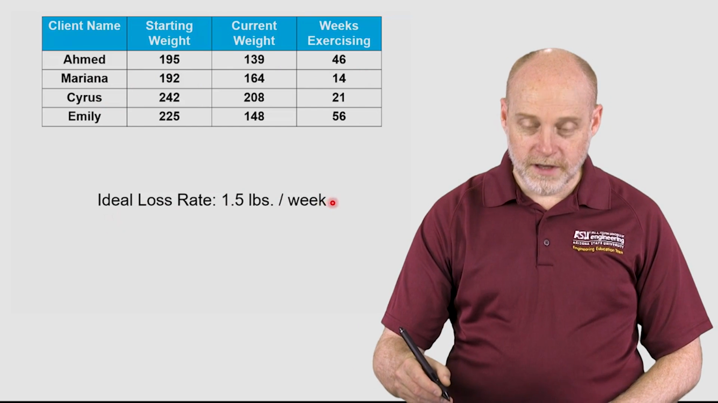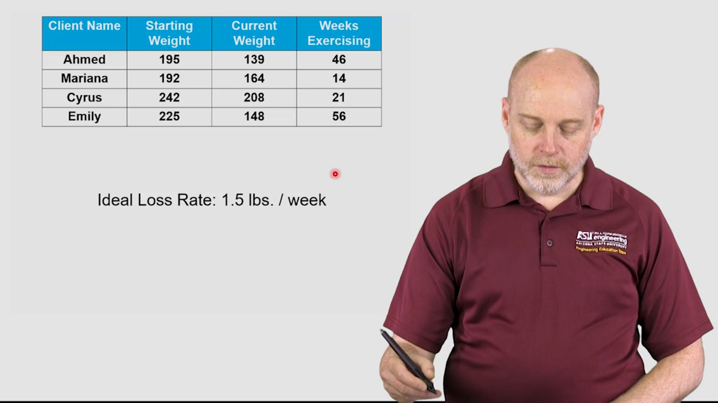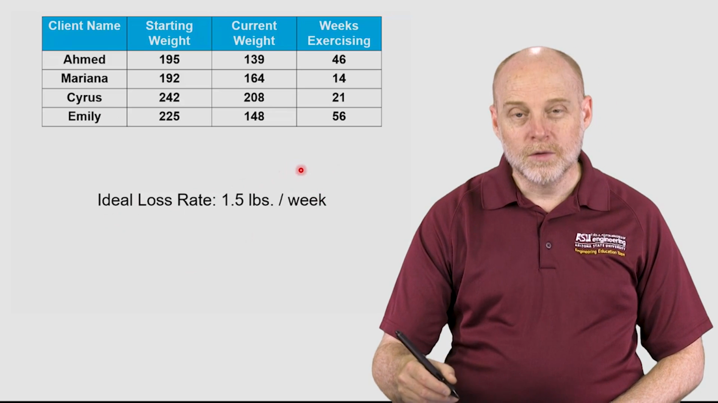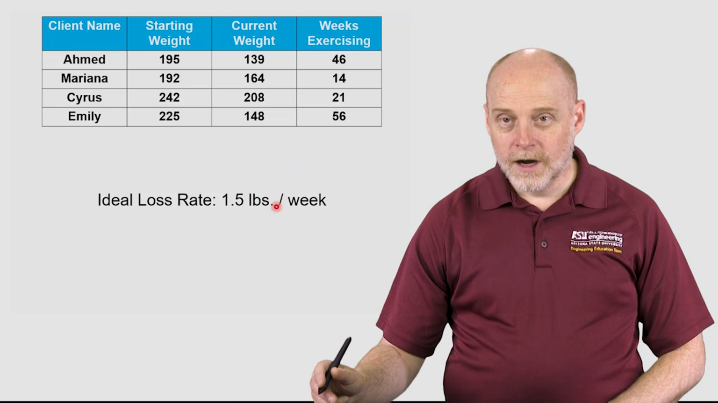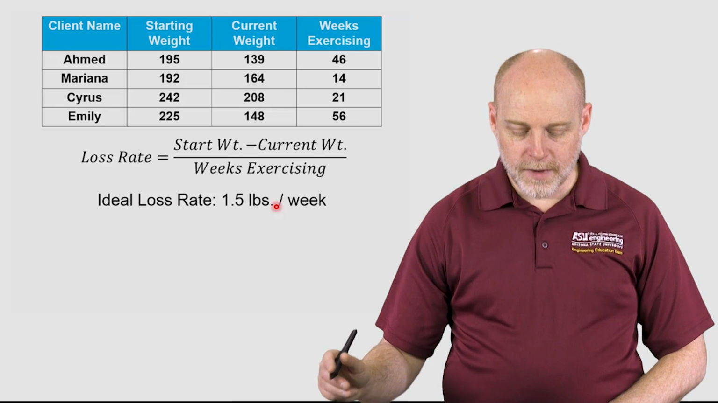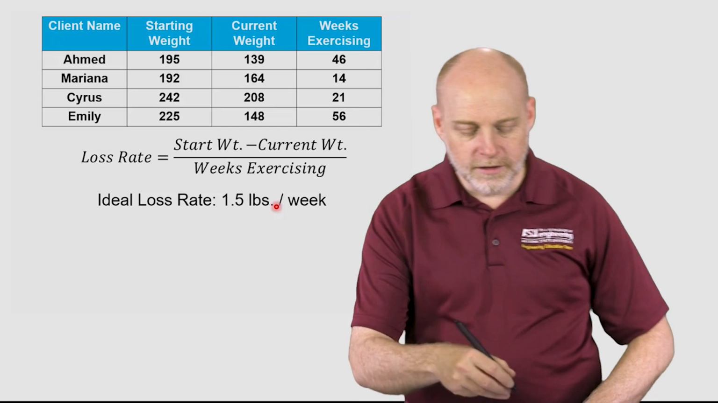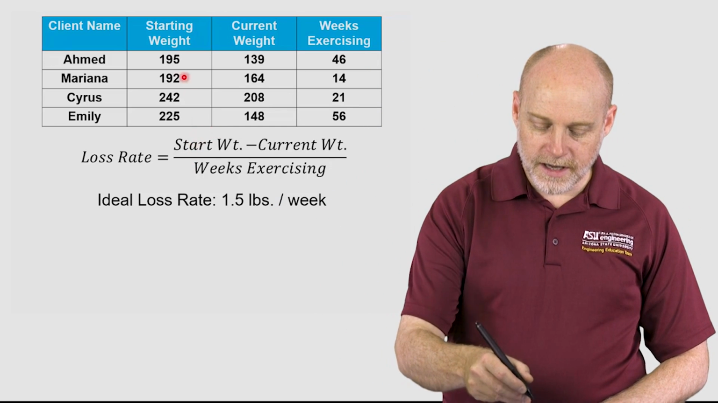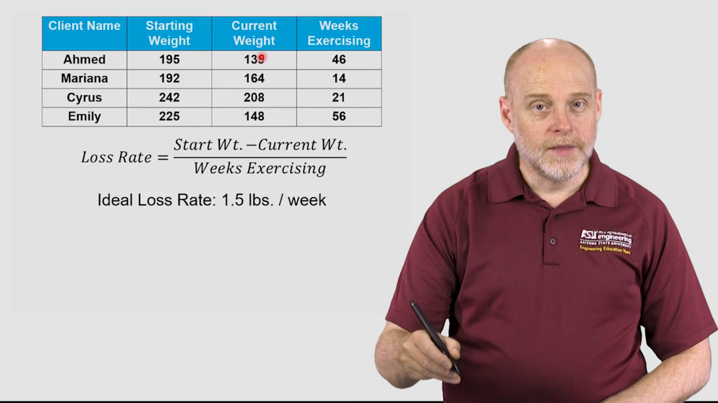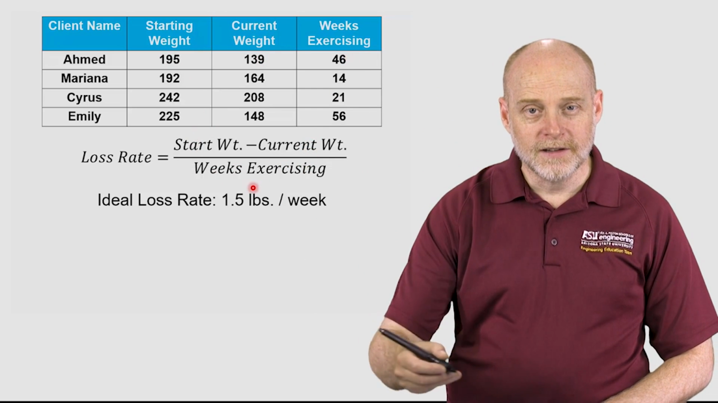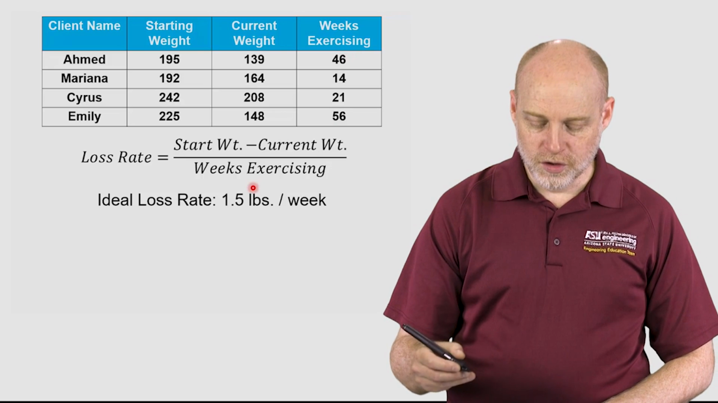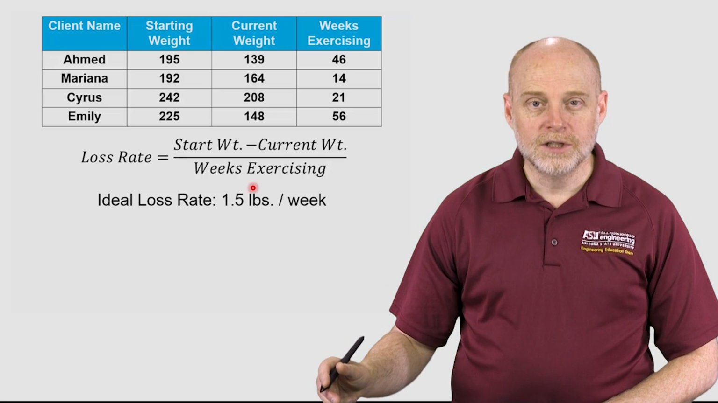And we want to make sure that for each of them, the loss rate is less than or equal to 1.5 pounds per week. We could put together a mathematical expression to calculate the loss rate. We can take the difference between their starting weight and their current weight and then divide that by the number of weeks that they've been exercising to get an average loss rate. And we could do that for each of our clients.